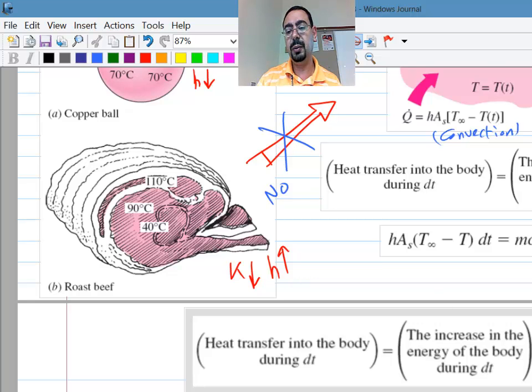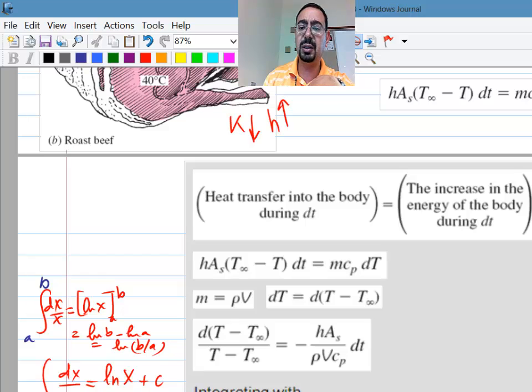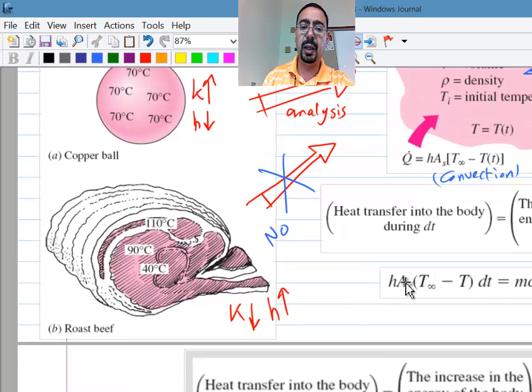So he's integrating now. hA (T infinity minus T) times delta time equals m c_p dT. Where did this come from? See, this actually was, the Q was hA delta T, and here it was m c_p dT by dtime, or the rate of change of the internal energy. So what happened is he basically made it dT here, and the time that was in the denominator he brought over here. All right.